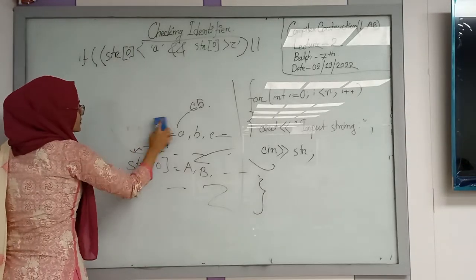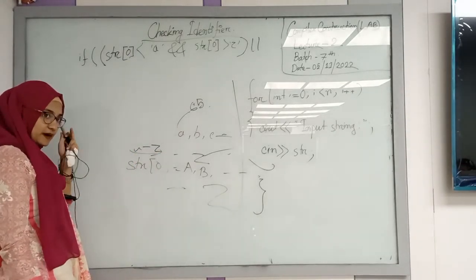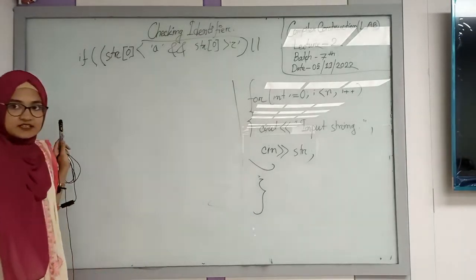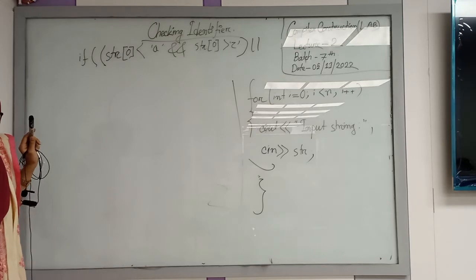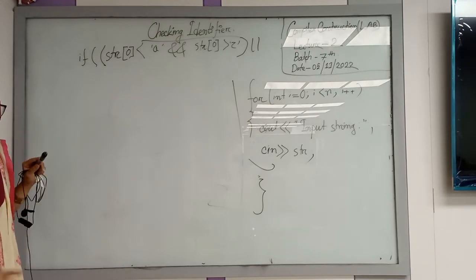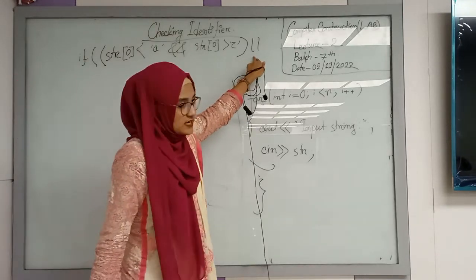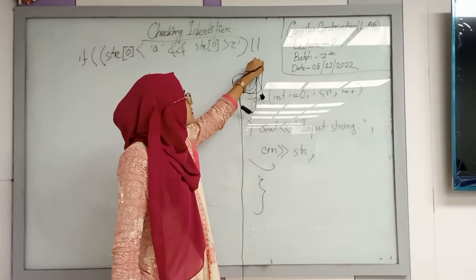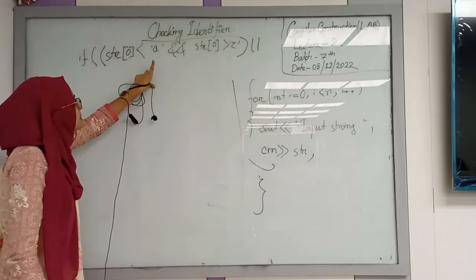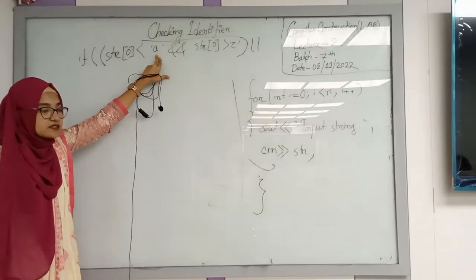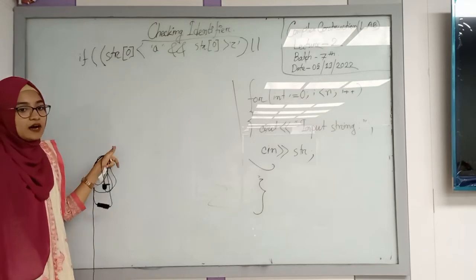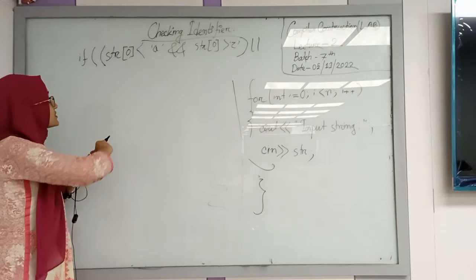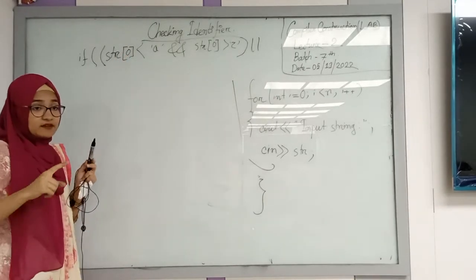Then we need to check for uppercase alphabets. Are you guys getting it? This is the or sign. Or. Yeah, it can be lowercase, it can be uppercase, or it can be underscore. Okay? No. First one cannot be a digit.